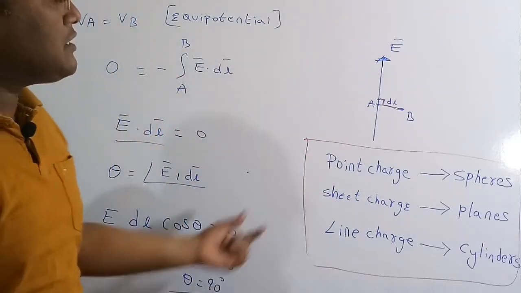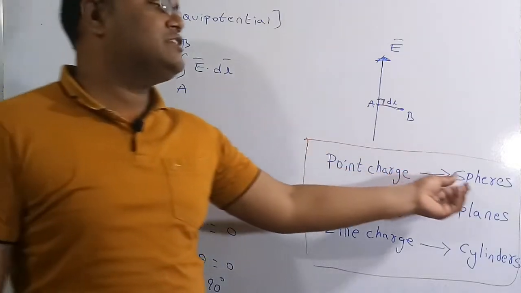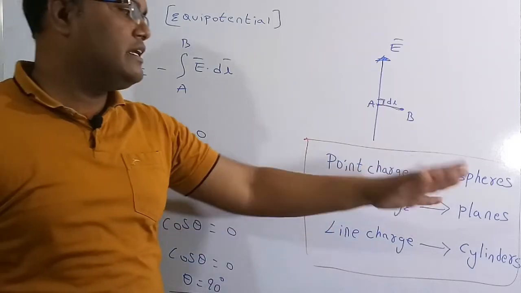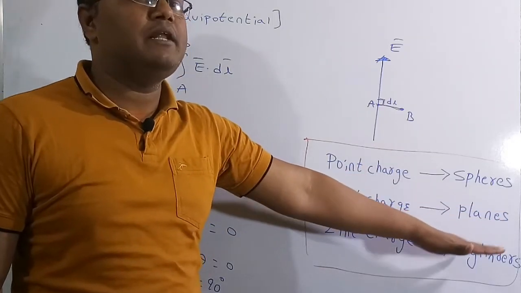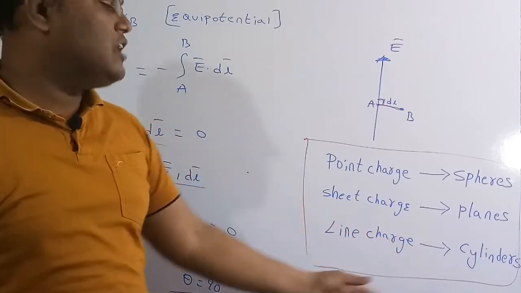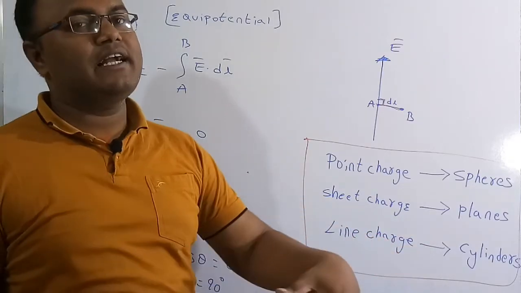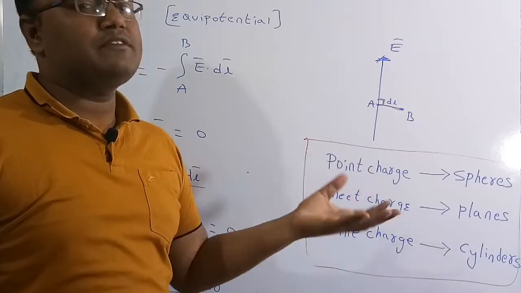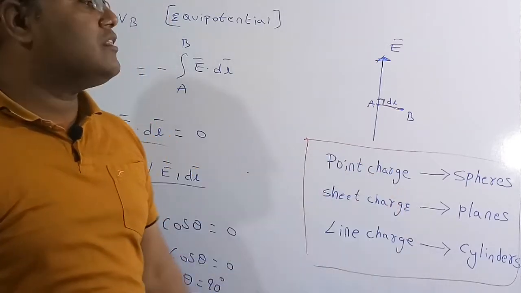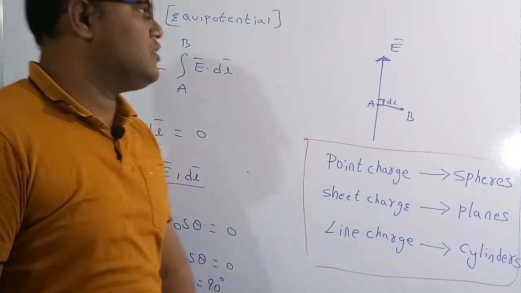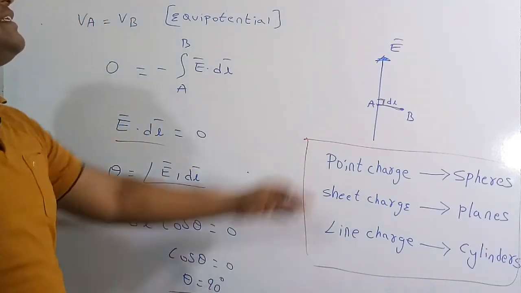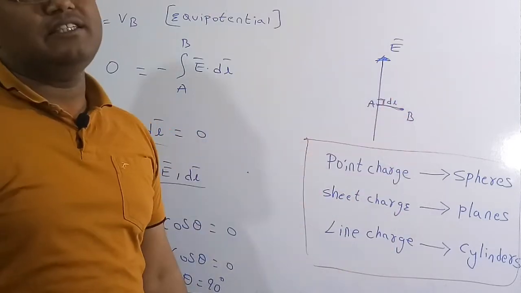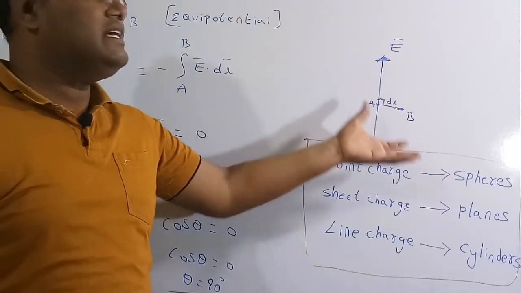the same. Now, for a point charge we are going to get spheres as the equipotential surfaces, whereas for a sheet charge we are going to get equipotential surfaces which are planes parallel to the sheet charge, whereas for a line charge we are going to get a cylinder shape, or we can say concentric cylinders are the equipotential surfaces for a line charge. All these things we have discussed in our course also. So therefore we can say clearly that the electric field and the equipotential surfaces are orthogonal to each other, or they cut orthogonally to each other.